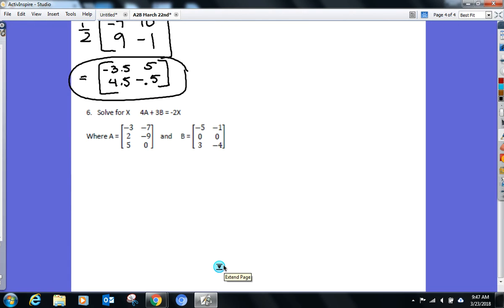Just a quick review. What would be the order of A? The order of A. What type of matrix is this? How many rows? 3 by 2. That would be a 3 by 2. Yep, good. All right, so here we go. 4A plus 3b equals negative 2x. Solve it for x first before you touch the matrices. What do you want me to do on both sides? Divide by negative 2. So x equals, how can I rewrite this?